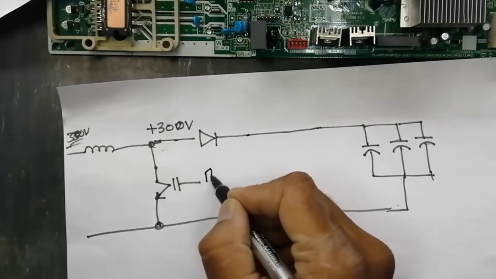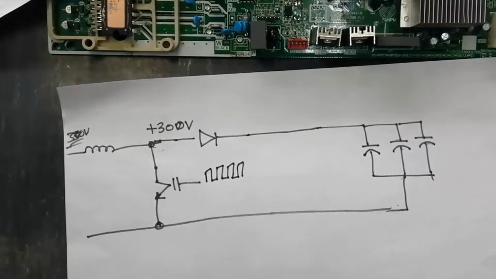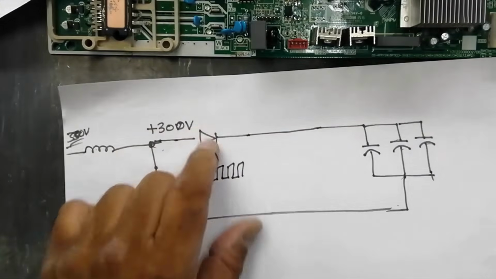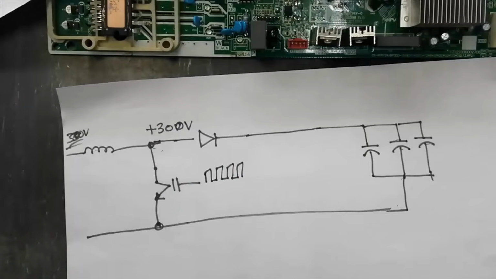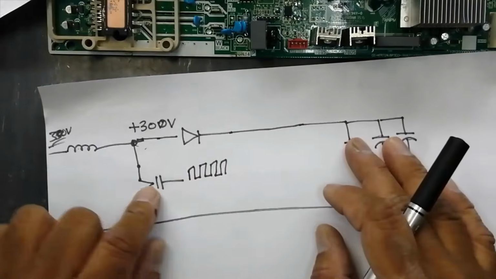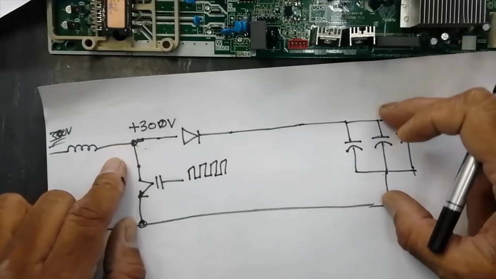It will take pulses. The first function, it will regulate the voltage, it will make power factor correction. The second function of this device is to adjust the voltage in running mode. Why? It has to adjust the voltage and make power factor correction.